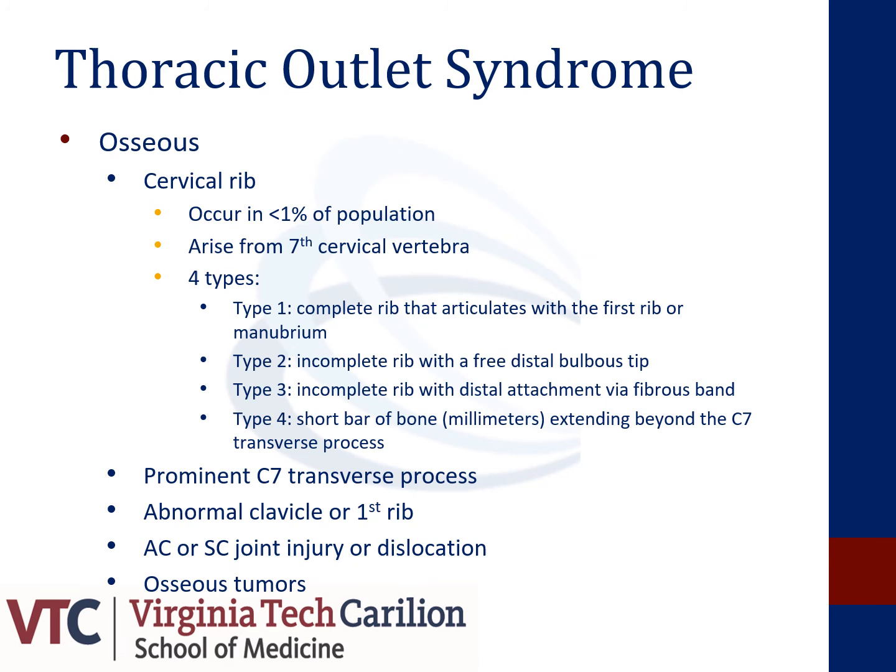Additional soft tissue abnormalities can include anomalous ligaments or bands, soft tissue tumors, or an abnormal pectoralis minor. With regards to osseous abnormalities, there could be a cervical rib, which occurs in less than 1% of the population and arises from the 7th cervical vertebra. One may have a prominent C7 transverse process, an abnormal clavicle or first rib, an injury to the AC or SC joint, or an osseous tumor.